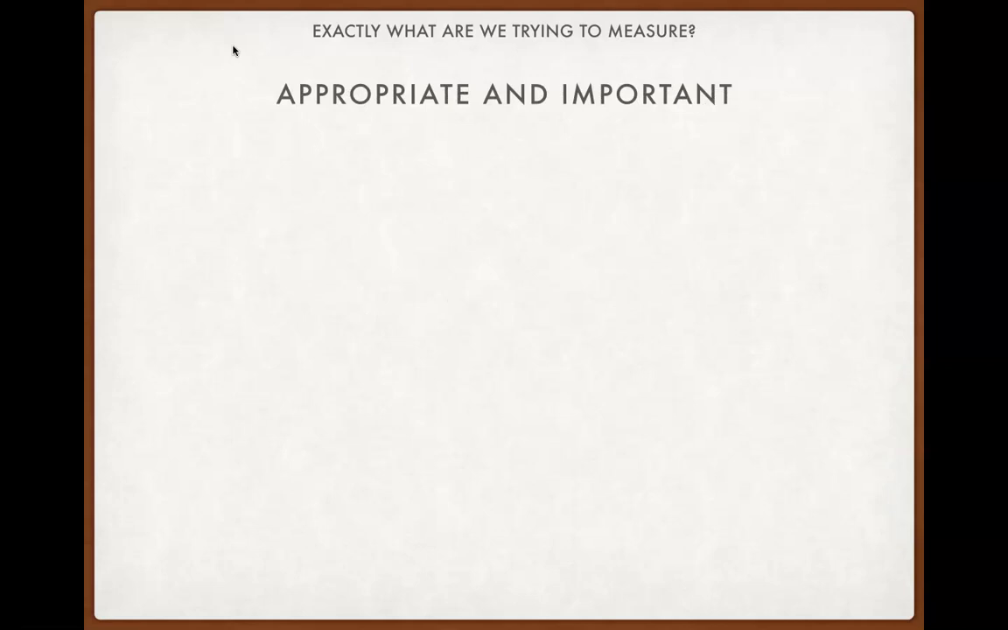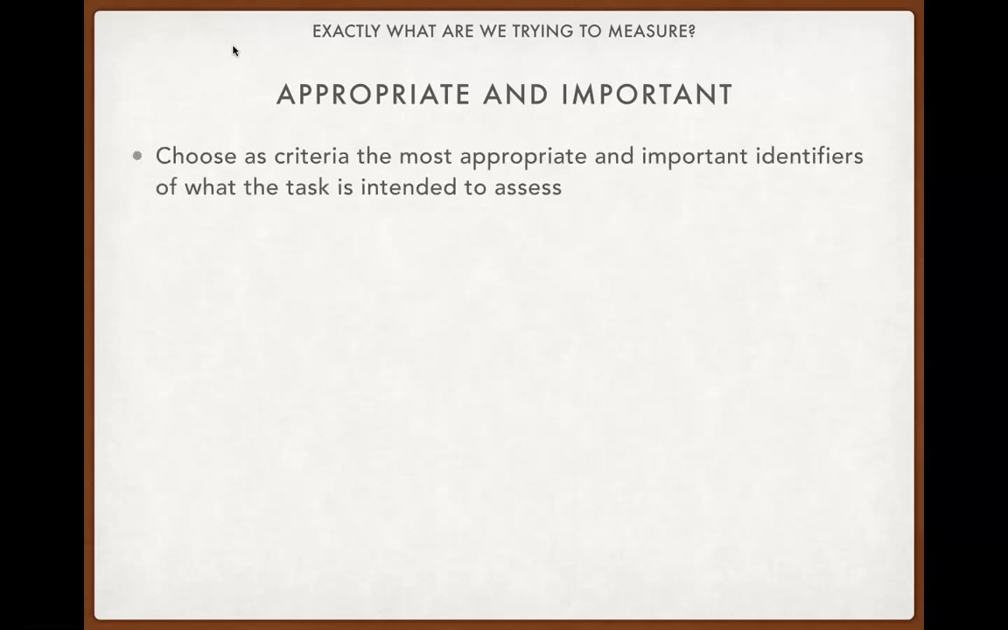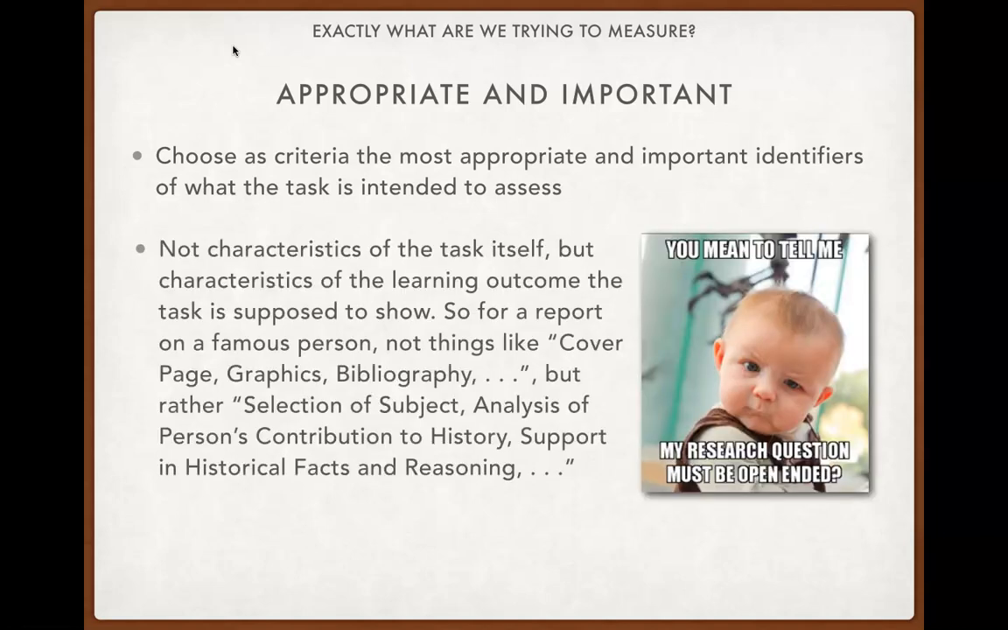We want those criteria to be appropriate and important. Choosing as criteria the most appropriate and important identifiers of what the task is intended to assess. So again, we want to look at what they're going to be doing to demonstrate their learning, to perform their learning, and we want to choose criteria that will match up with that goal in mind. Not characteristics of the task itself, right? We've talked about that. We don't want to know that there's a cover page that has their name on it and whatever.